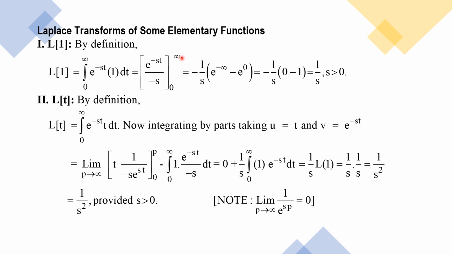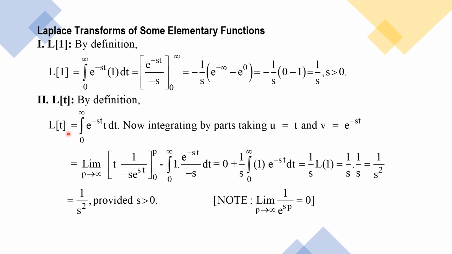Now apply the upper limit, so it becomes e power minus infinity minus the lower limit e power 0. So minus 1 over s times: e power minus infinity means 1 over e power infinity, which is 1 over infinity, which becomes 0. So 0 minus 1, giving 1 over s, where s must be greater than 0.